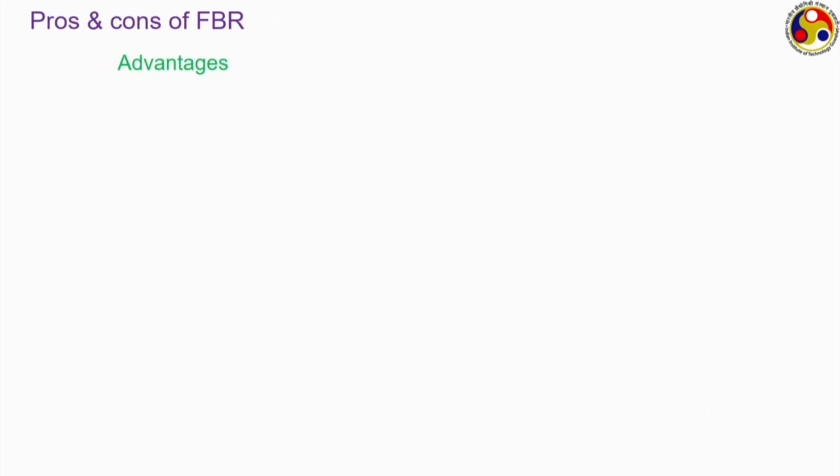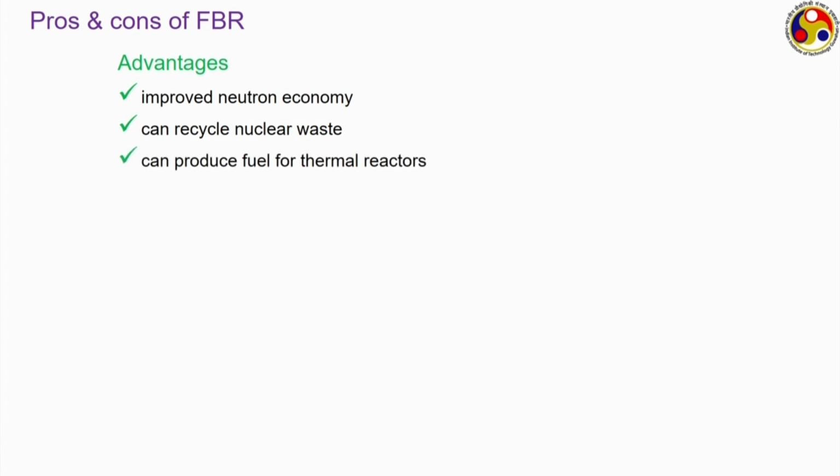What are the pros and cons of fast breeder reactors? Of course, improved neutron economy, because it can give much higher power output corresponding to a given neutron flux. It can recycle the nuclear waste, on which we have had lots of discussion so far. It can produce fuel for thermal reactors, like the doubling time is something that refers to doubling in the number of total fissionable nucleus.